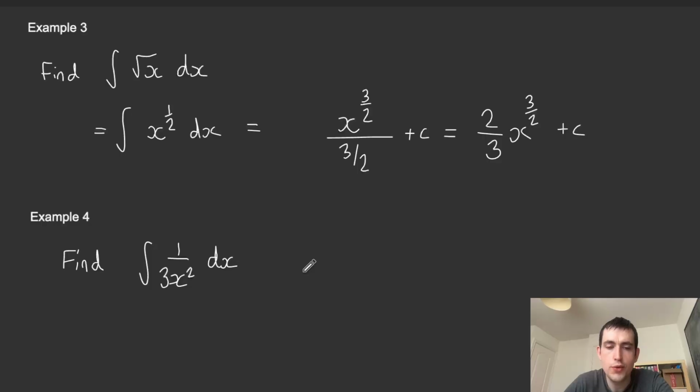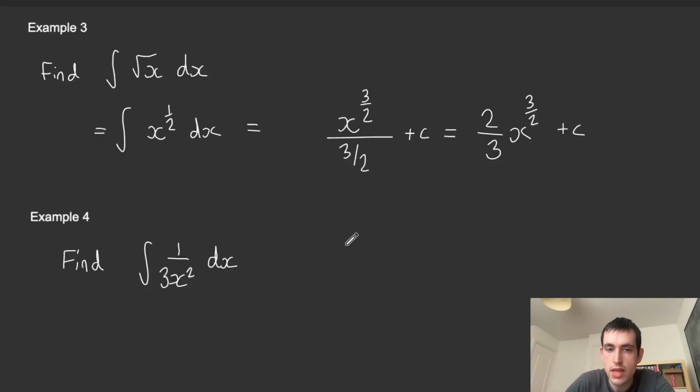How about example 4 then? The integral of 1/3x squared dx. What's the rule here? How are we going to convert that into x to a power so we can follow the formula? At the moment, it's in the denominator, and that's definitely not what our formula says. So what are we going to do?